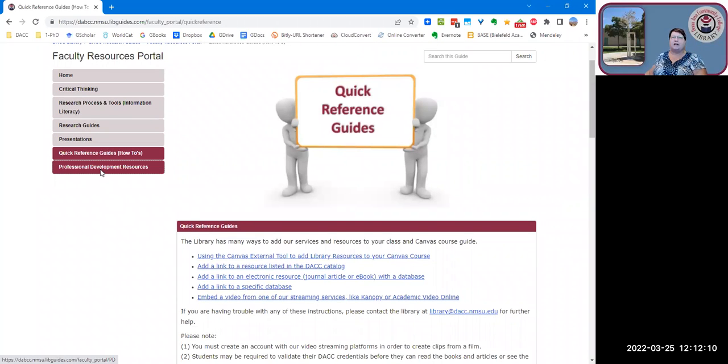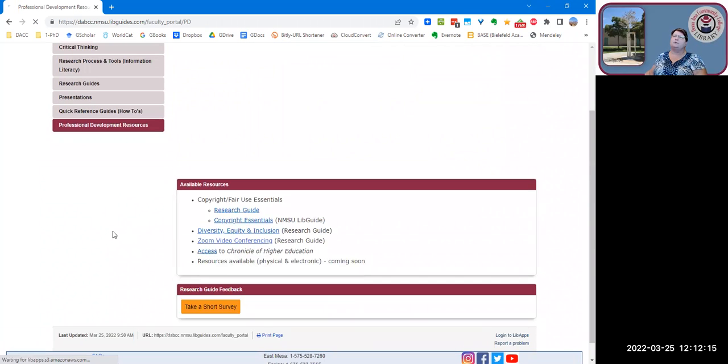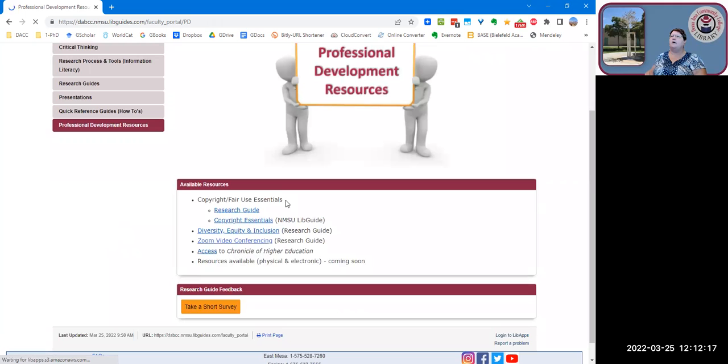And then the final section, and we're going to be wrapping this up, is the professional development resources. We have a research guide on copyright and fair use essentials, as well as NMSU does. Both of them cover some information that all faculty members need to know about using material that is not their own. I recommend people go and explore that so they have a good understanding of what they can and cannot use in their classroom.